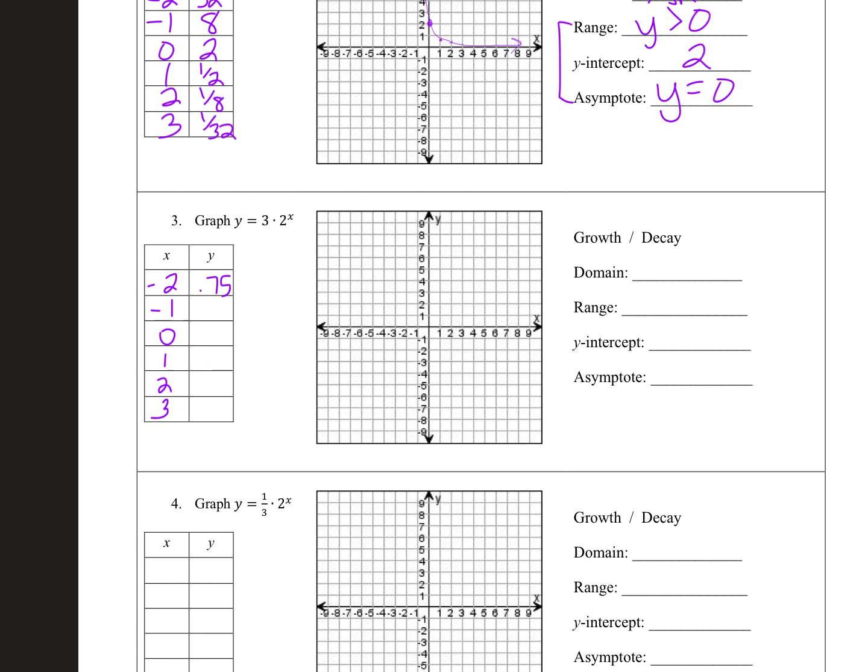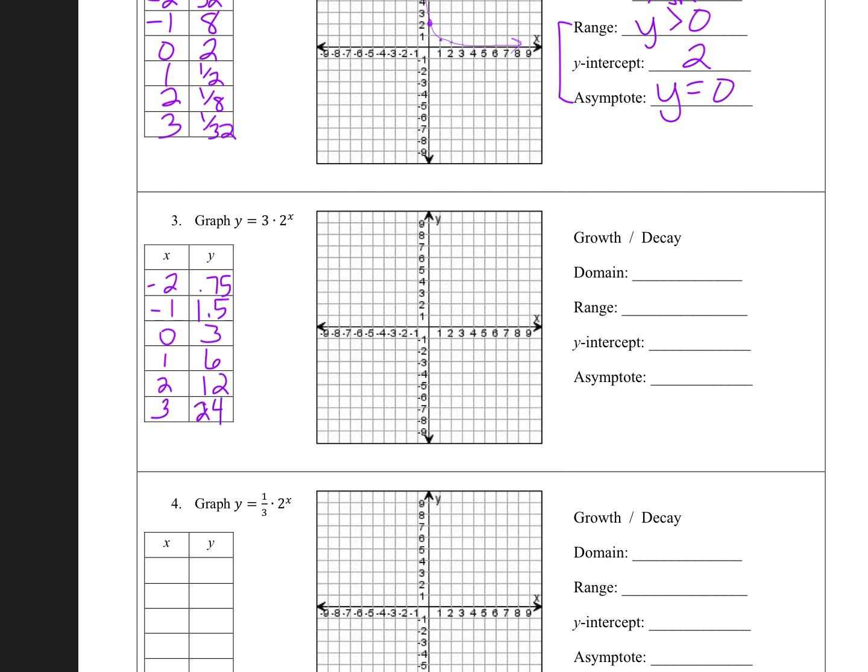3 times 2 to the -1 is 1.5. Okay, those are doable numbers, right? 3 times 2 to the 0 is 3. 3 times 2 to the 1 is 6. 3 times 2 squared is 12. And 3 times 2 to the 3rd is 24.